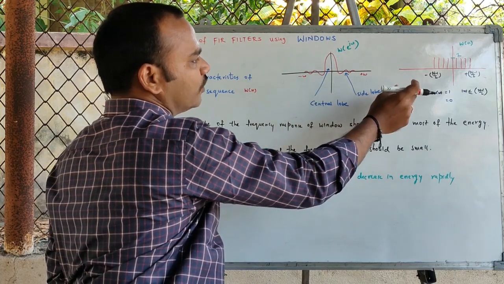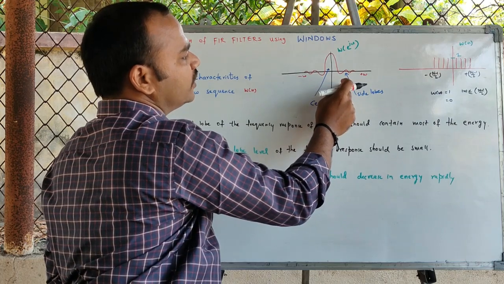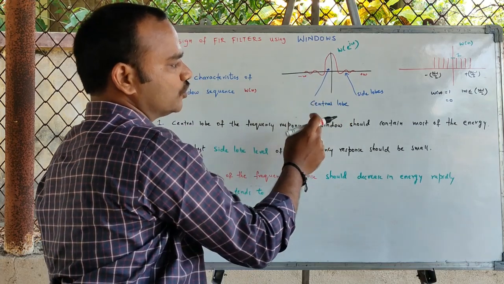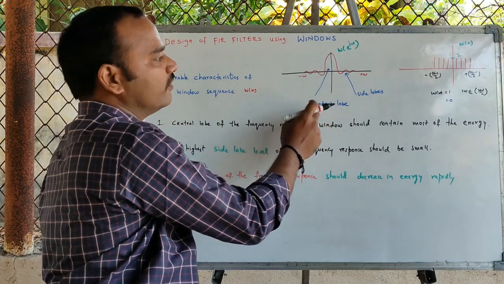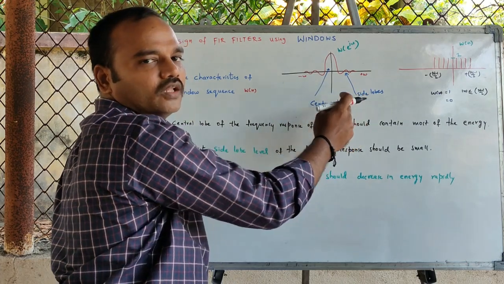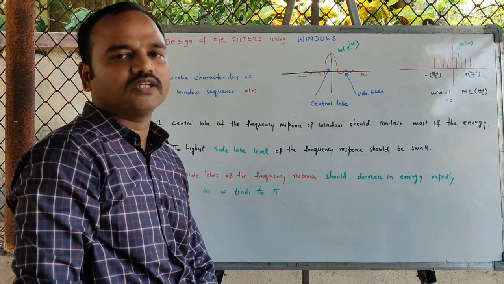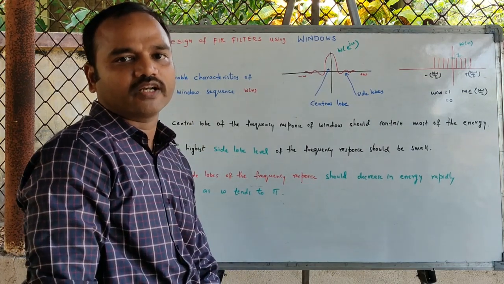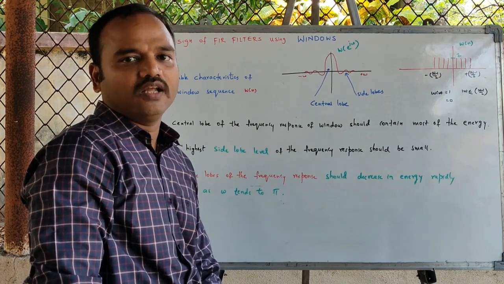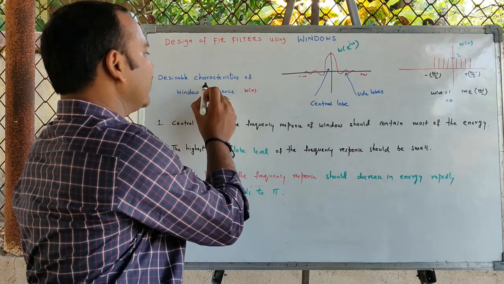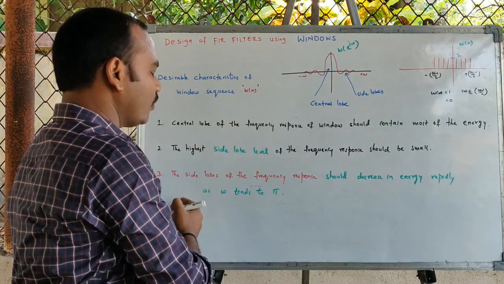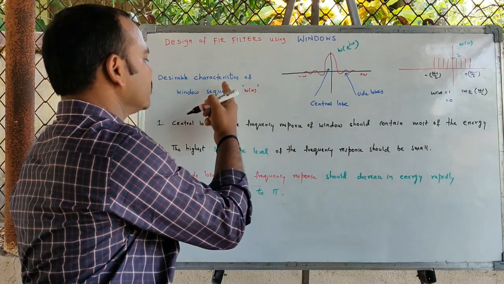So for a window sequence, if we see the frequency response, then most of the energy should concentrate in the central lobe, whereas the energy in the side lobes should be very small. So this particular point stresses that the window chosen for truncating the IIR filter should have some desirable characteristics. Now, desirable characteristics of window sequence w[n]. There are three different points for the desirable characteristics of a window.